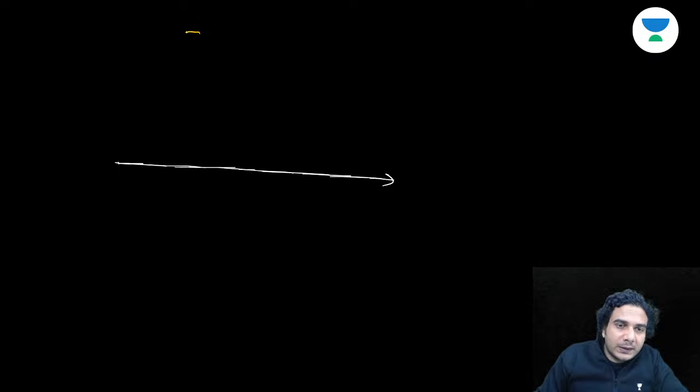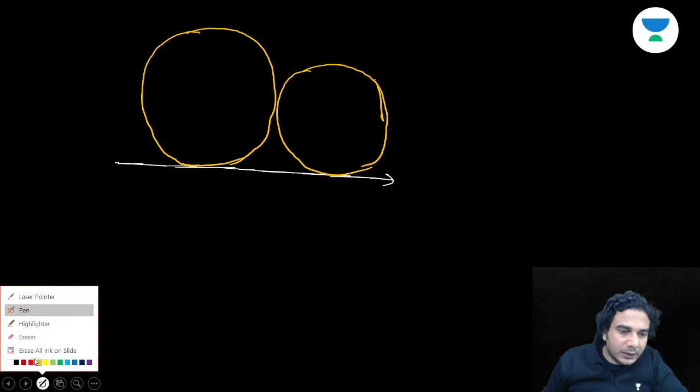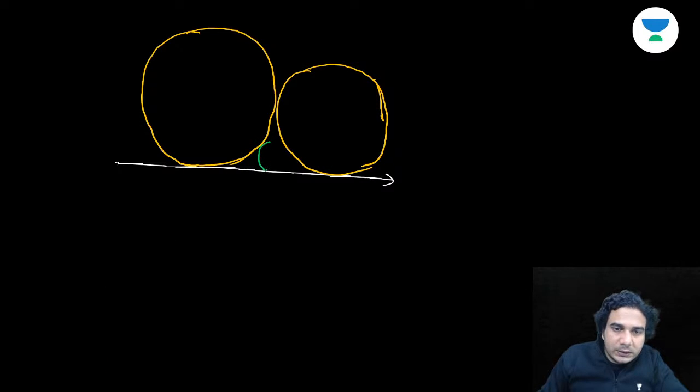So 3 circles touch each other externally and they also touch a line L. So this is one of the circles. This is another circle of radius R2. And there's a third circle which touches these 2 circles and the line. If the radius of this circle is R1, the radius of this circle is R2, and the radius of this circle is R, then find R in terms of R1 and R2.